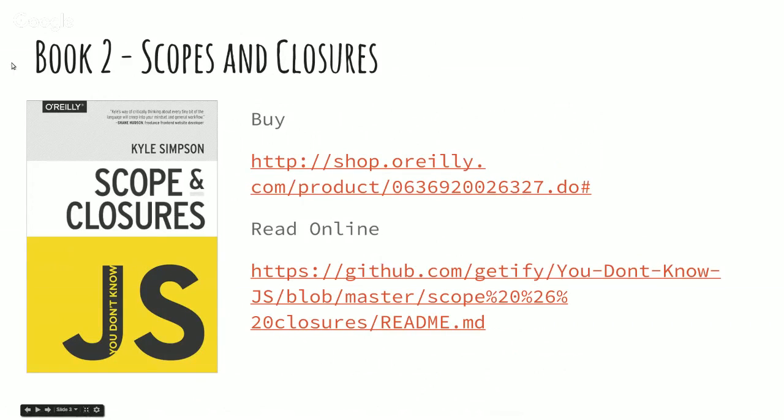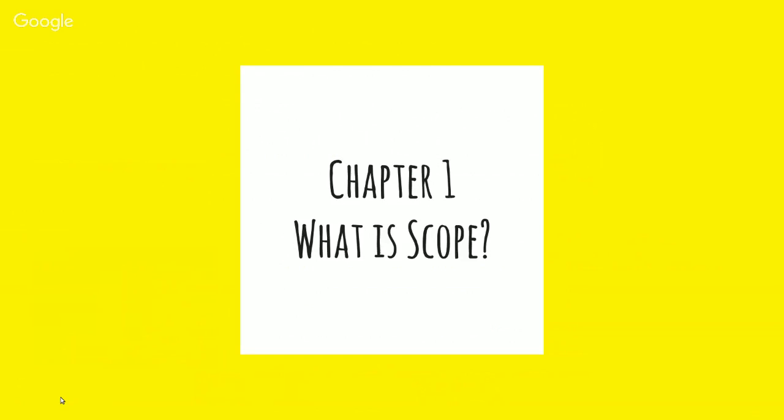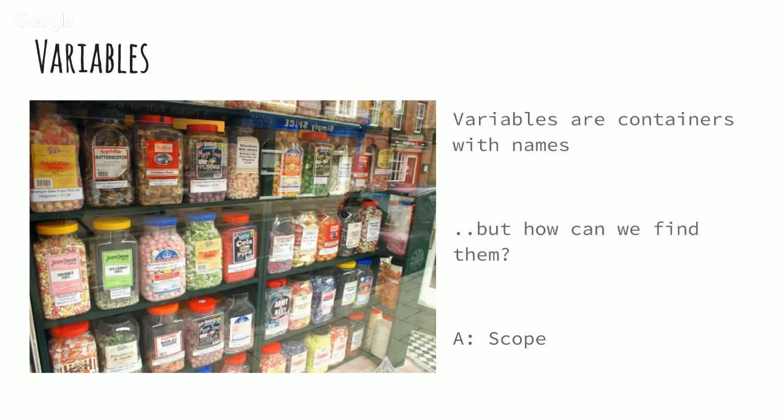Okay, so today we're starting off Book 2, which is Scopes and Closures. There's a link to the book, there's a link to the online version of the book, and the book looks like that. The first chapter starts out by talking about scope and what scope is. I think that's a big focus of all three chapters this week: scope and how it works in JavaScript. But what is scope? Well, they started by talking about variables.